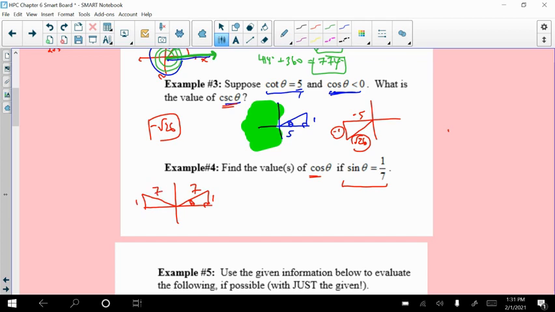So since I only have one constraint, not two, like in example 3, where I had 2 different things to keep track of. Here, just one. So if I think about completing the Pythagorean theorem, I don't know what this missing side is. Call it x, so x squared plus 1 squared equals 7 squared.